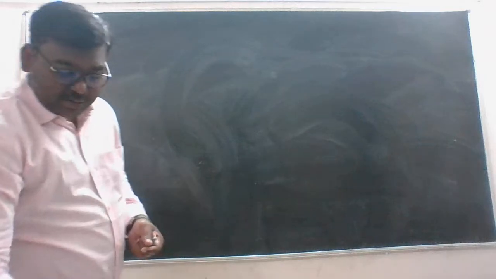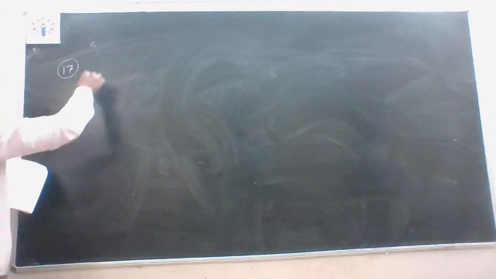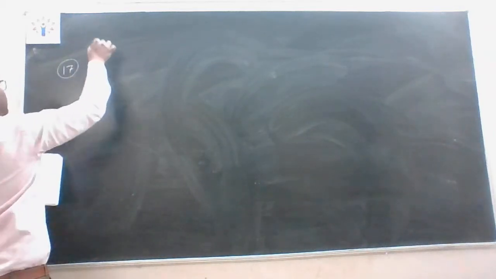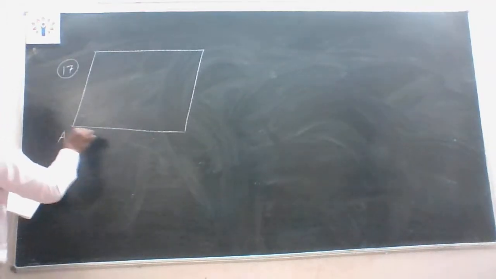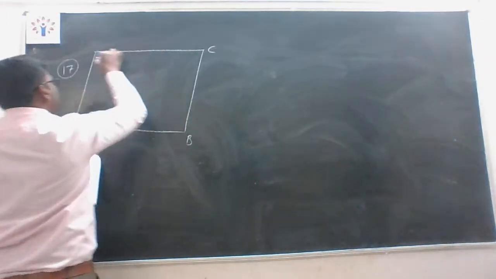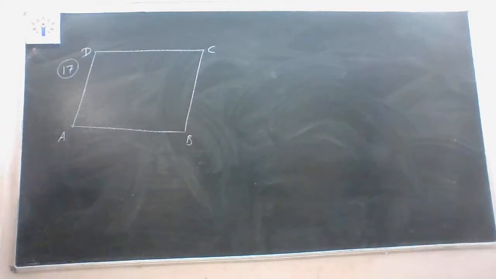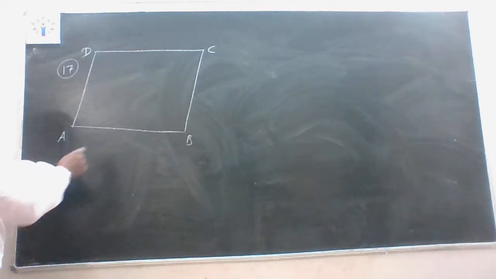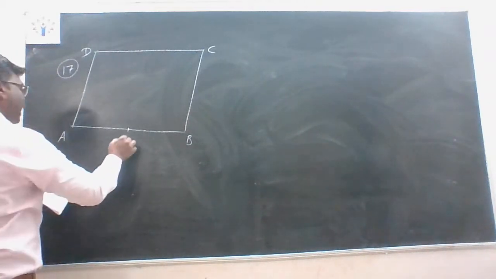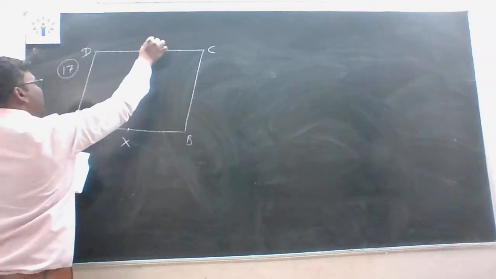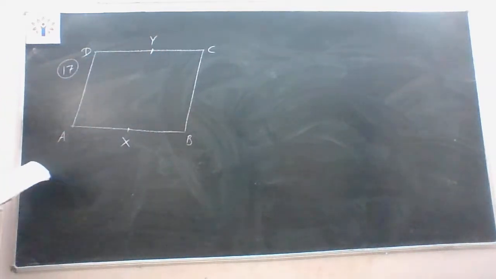See, question number 17, what does it give us? ABCD is a parallelogram. X and Y are the midpoints of opposite sides AB and CD. So the midpoint of AB is X and the midpoint of CD is Y.